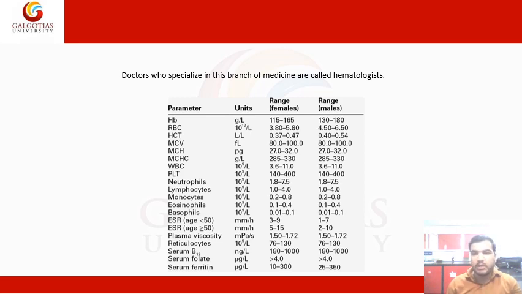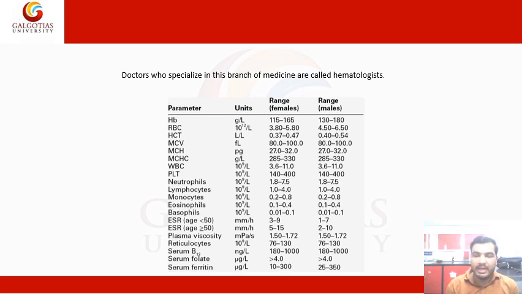Moving forward to the count of red blood cells. The count of red blood cells is 10 raised to the power 12 per liter. Means in per cubic mm of blood we calculate it as 4.5 to 5.5 million per cubic mm of blood. That is mentioned over here as 4.50 to 6.50.